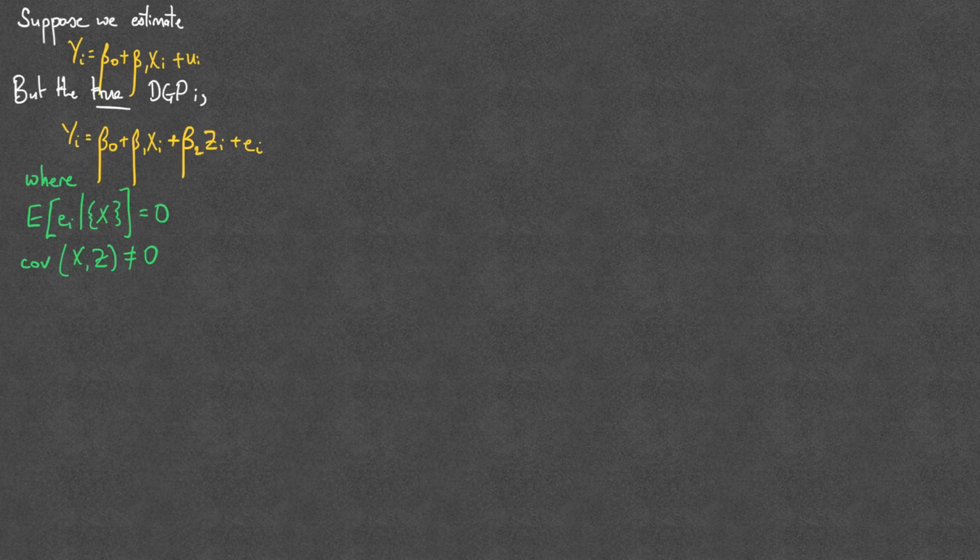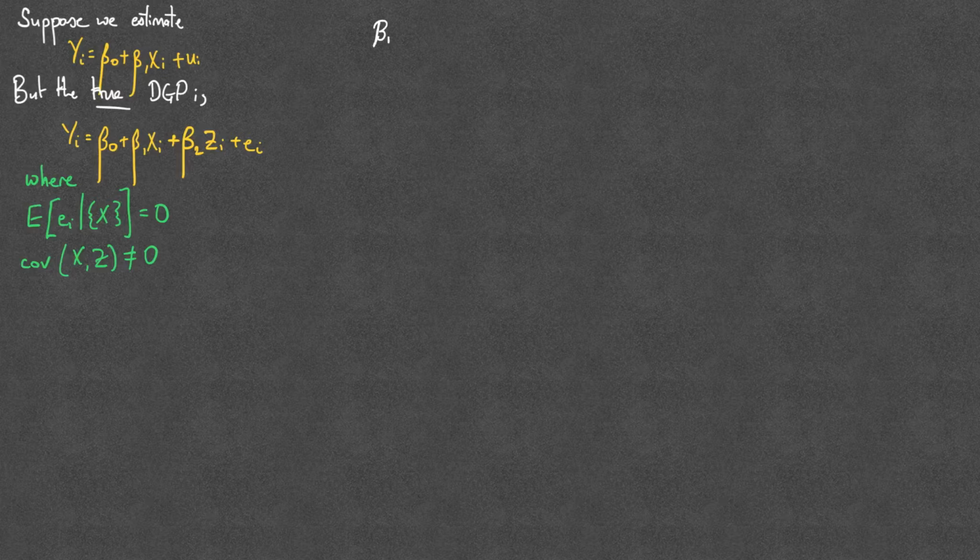Now suppose that we're estimating this relationship, yi is equal to beta 0 plus beta 1 xi plus ui, but the true data generating process is this: yi is equal to beta 0 plus beta 1 xi plus beta 2 zi plus ei. So in other words, we've not included this z term in our specification.